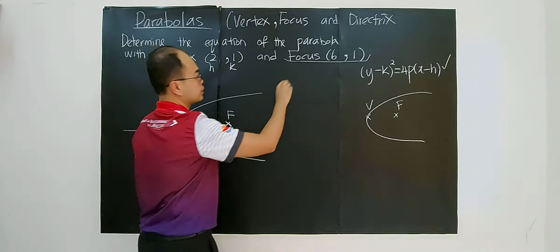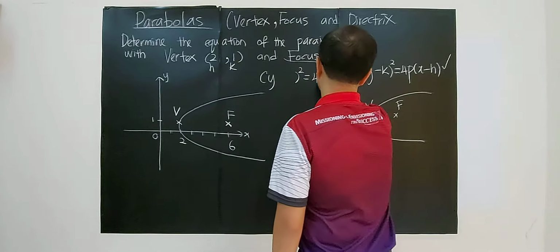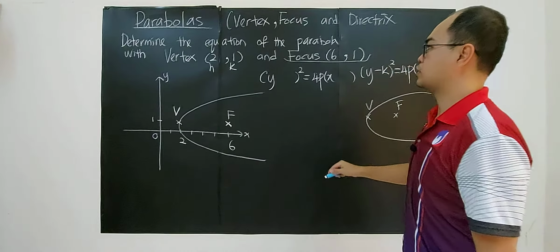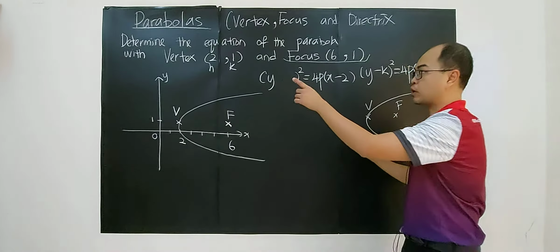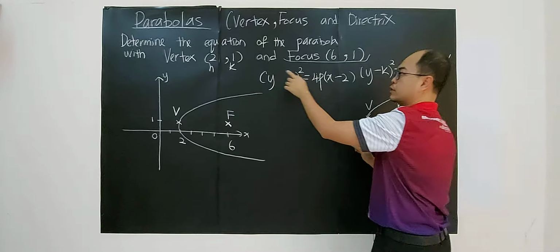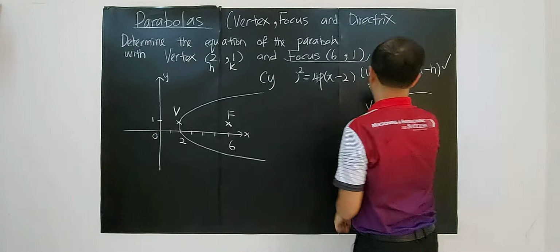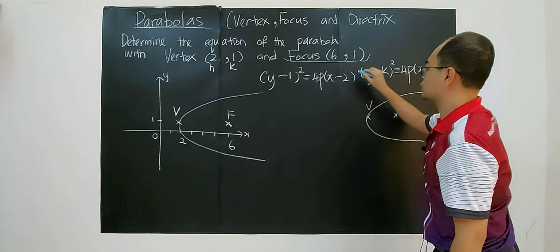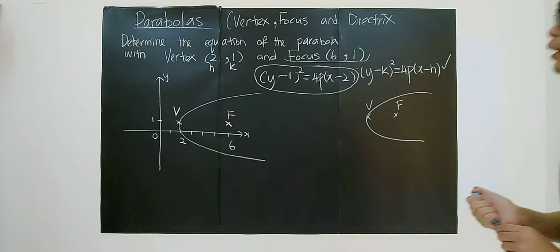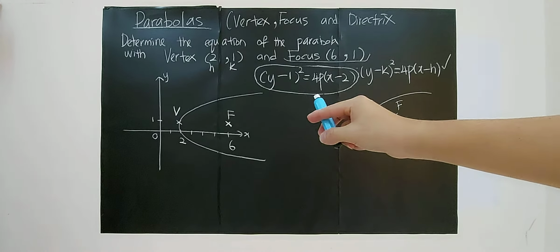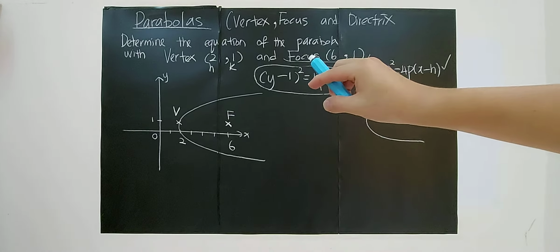You can put these into the equation (y minus k) squared equals 4p(x minus h). So what is your h? If you see positive 2, you just change it to negative 2. Be careful what you're putting. Don't put it here, because this is the x value, so we put it with the x. So x minus 2, and for k, negative 1. So you have the equation, but it's incomplete. We still need to know the value of p. The next thing is to find the value of p.